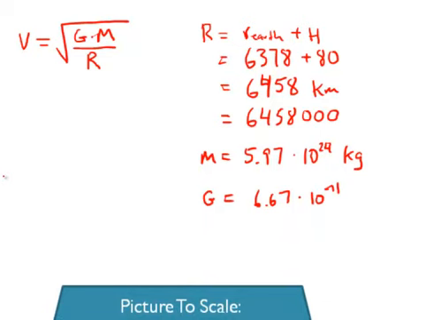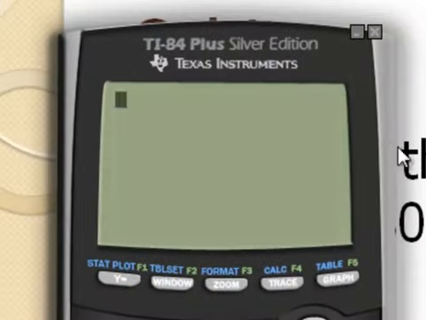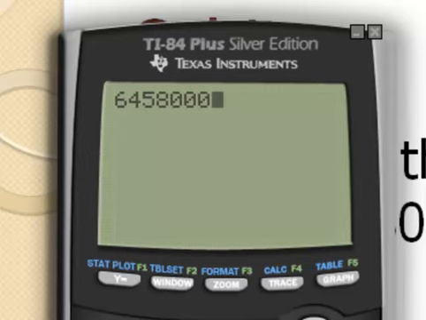And let me show you how I make these calculations. I usually take advantage of the calculator's storage capabilities. Whenever I make a calculation, one of the first things I'll do is find these relevant numbers and then store them as variables in our calculator. So for the radius, I'll type in 6,458,000 and then store that into the variable r. So alpha r.